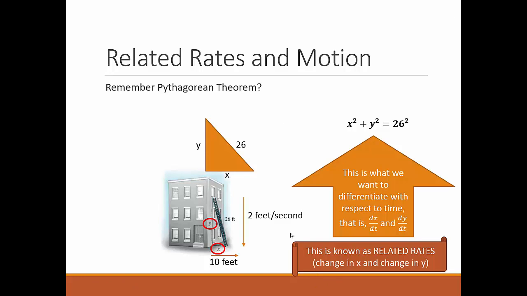Okay, now that I got the dogs stopped barking, let's see what we can do with these related rates.